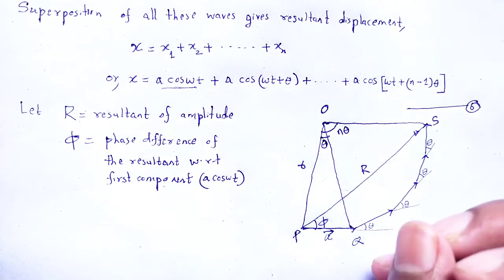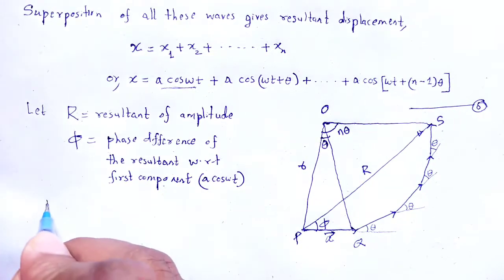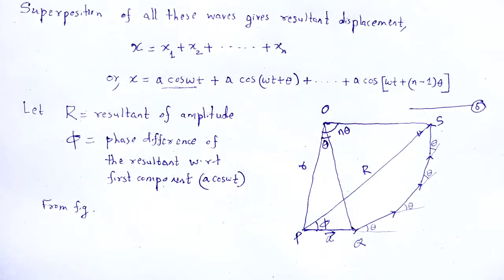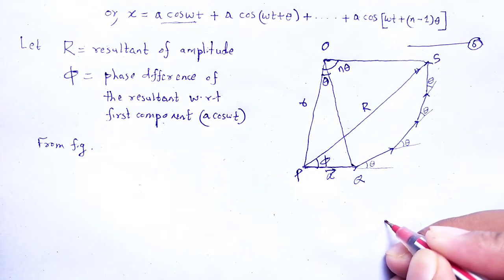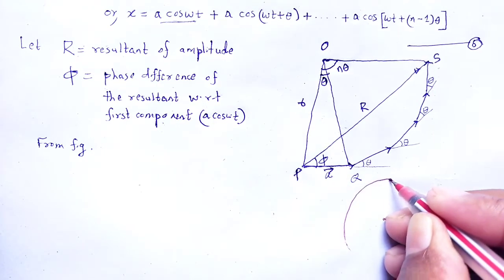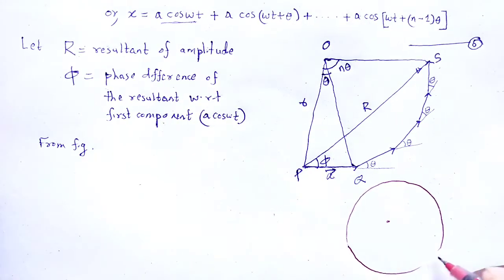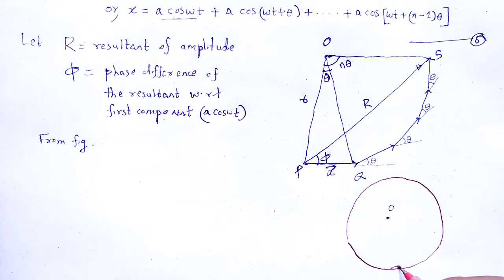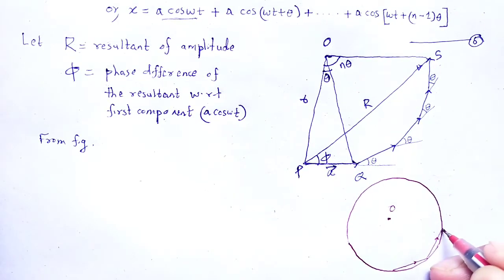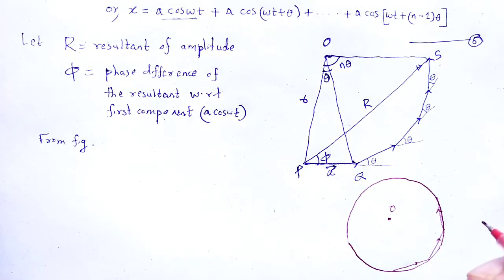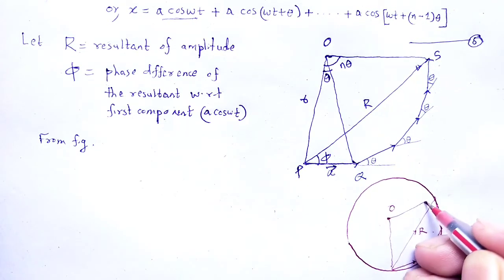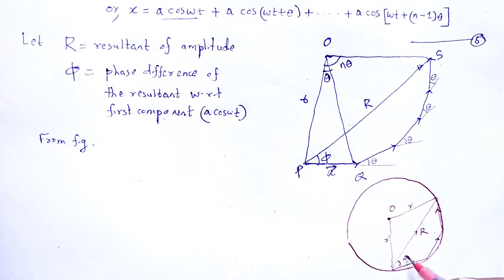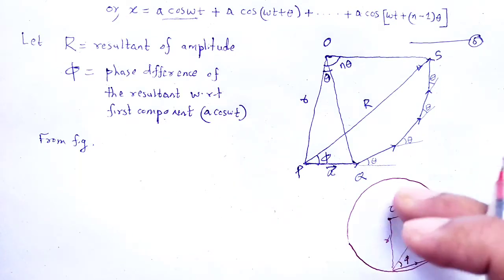Now, let us find out from the figure. I just take that figure in a simplified way here. If we draw a circle taking O as its center, the sides of the polygons are just like this. That is the resultant. These sides are R. That is the angle phi. These are the sides that are inscribed within that circle.